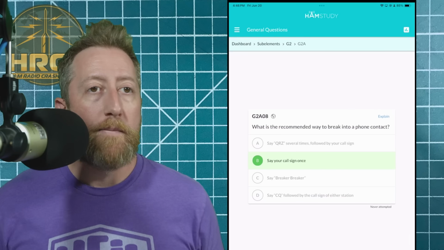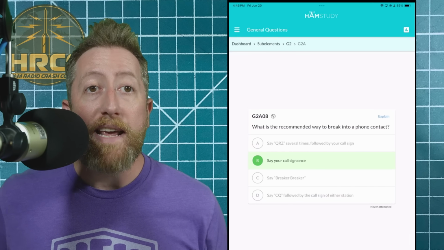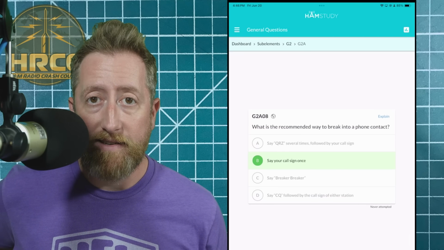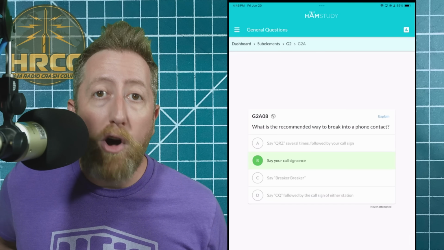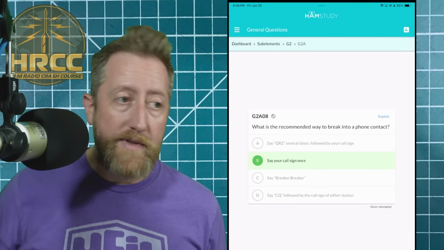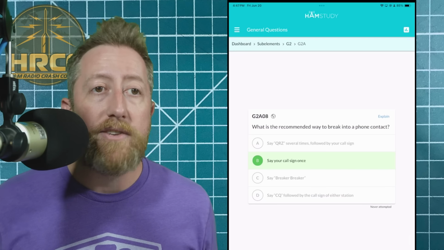It's literally just one half of the sideband lobes on AM and no carrier. Number 8, what is the recommended way to break into a phone contact? So it's not breaker breaker, it's B, say your call sign once. Not comment, not anything like that. Just say your call sign.